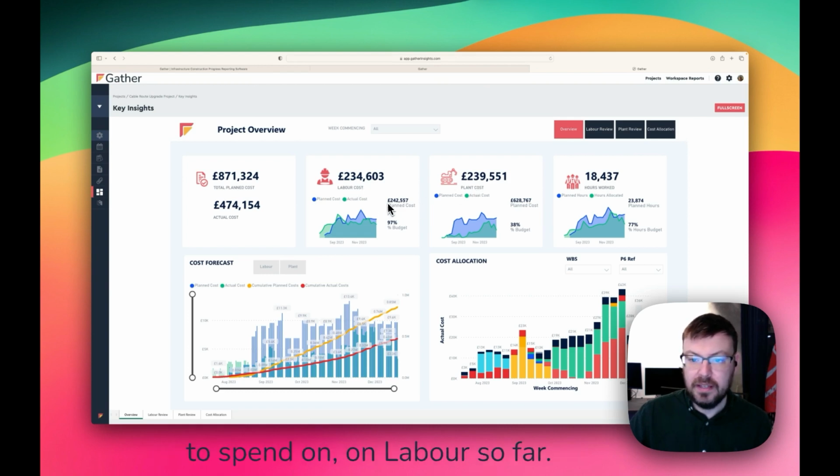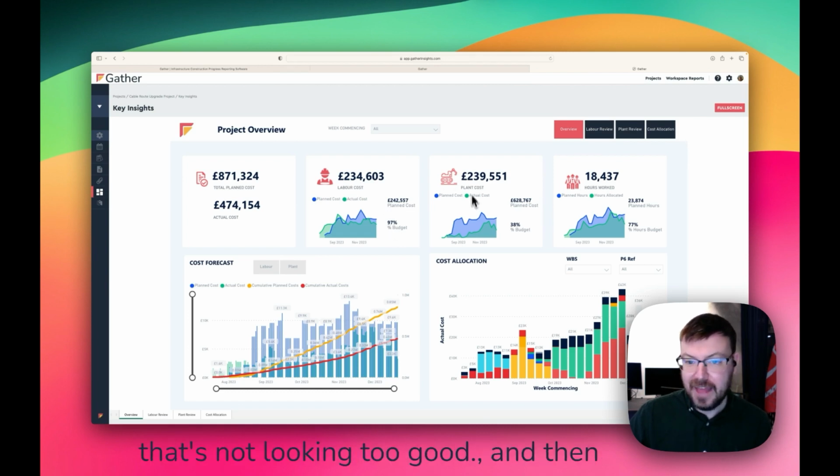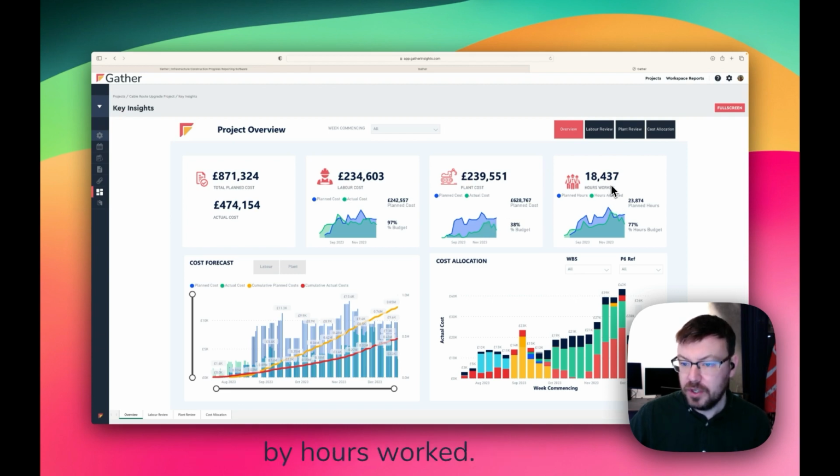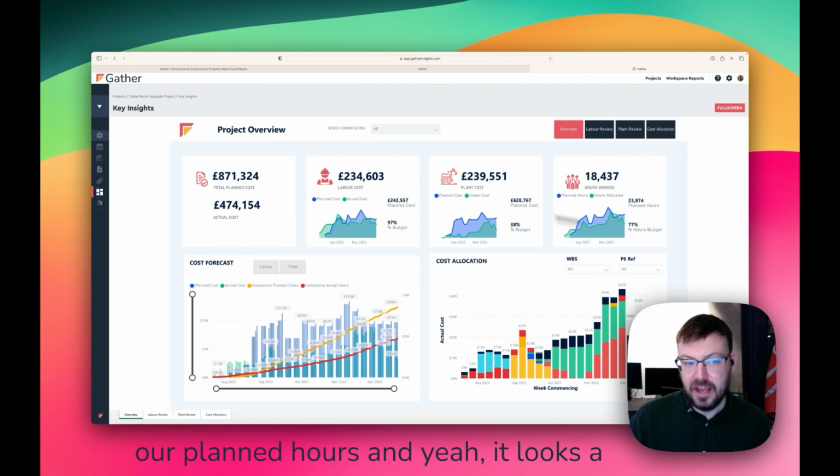We can see what we planned to spend on labor so far. 90% of the budget through. It's not looking too good. And then plant, we seem to be much, much lower. So you can start to see where those peaks and troughs are and a lot of differences. You can also do a comparison by hours worked. This is labor and plant together. We can filter it with just labor or plant as well. Again, we're quite far through our planned hours, and it looks a little bit different to what we expected.